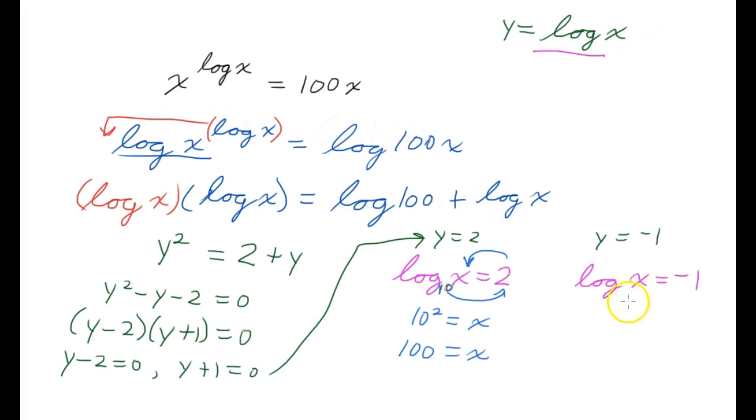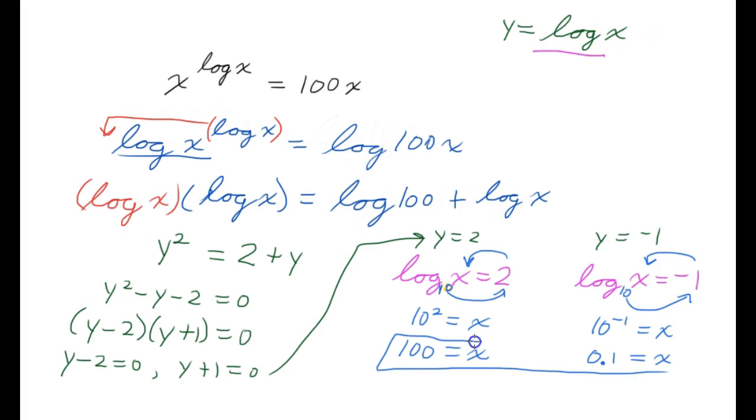Let's check another one here. Log base 10 of x equals negative 1. 10 to the negative 1 equals x. I'll write that out explicitly. 10 to the negative 1, that is 0.1. So 0.1 equals x. Those are the two solutions. Of course, you would want to plug each of these into the original equation to make sure it's not a false solution or something. But I'll leave that up to you because I know that these are the answers. All right, I hope that helps.